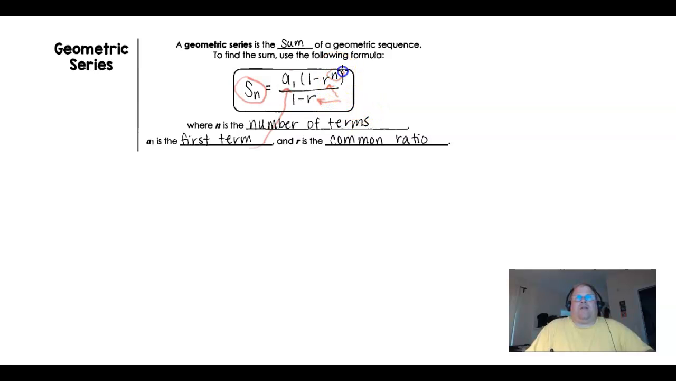And then we have, again, n is whatever number of terms we're adding up. So if we're looking at 10 terms, the sum of 10 terms, this would be a 10. And so on. So it's a little bit tricky.